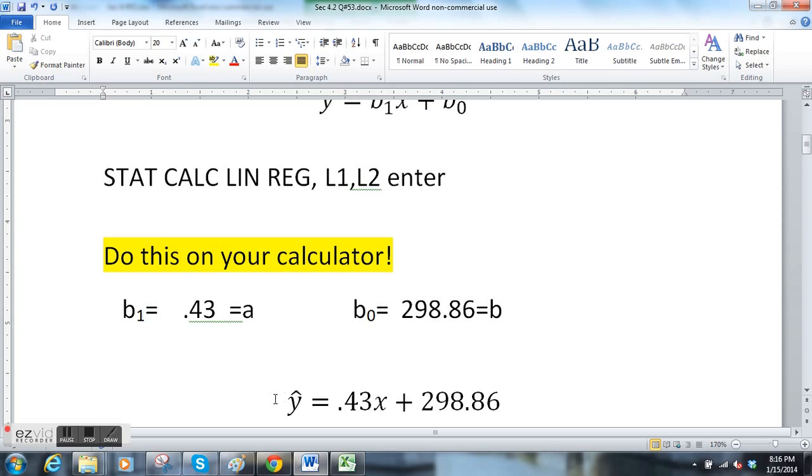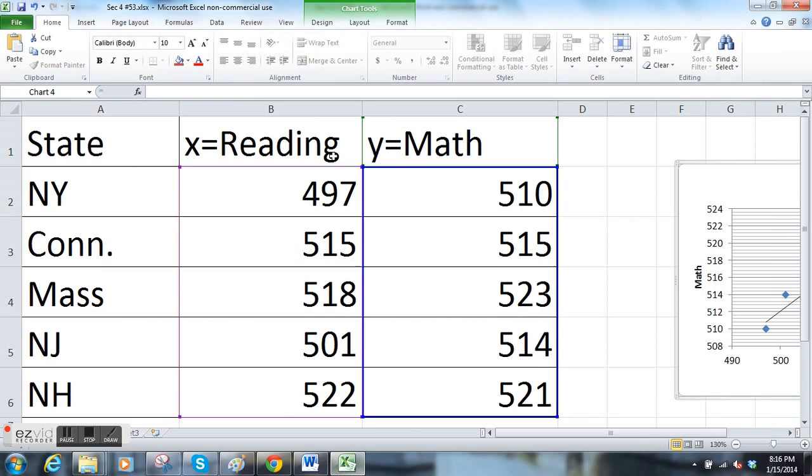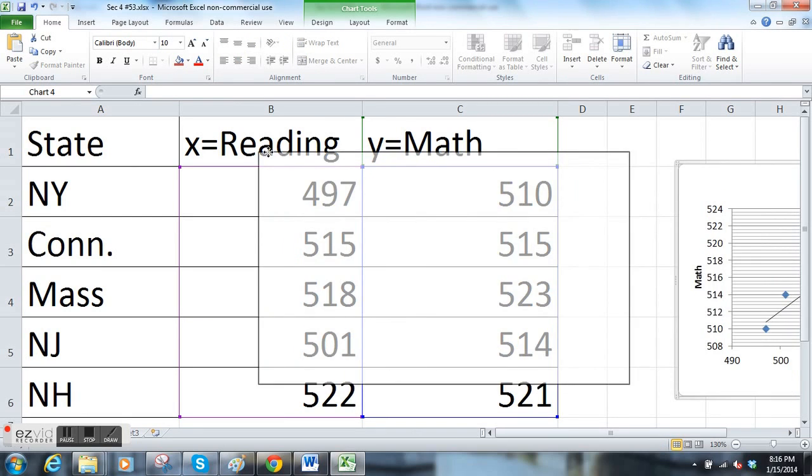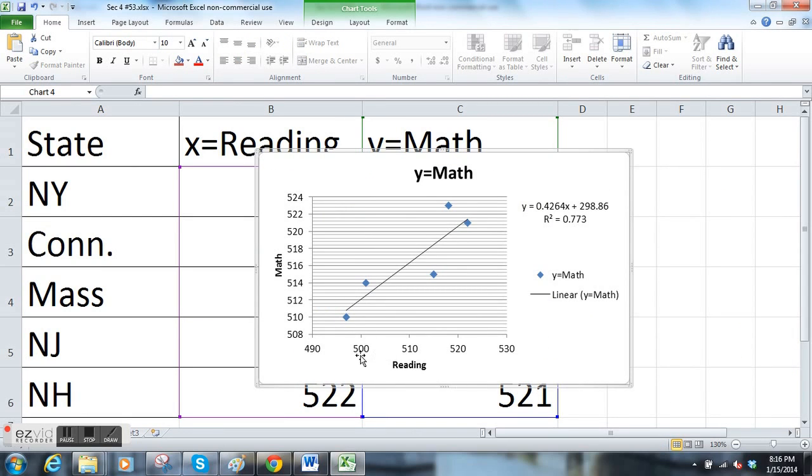So you should get something like y hat, I think it might just say y, equals 0.43x plus 298.86. So I did this on Excel. Here's my little fancy scatter plot. So here's the reading score, here's the math score. The dots represent each one of those 5 points, and Excel gave me the regression line right there. Excel says 0.4264 plus 298.86.